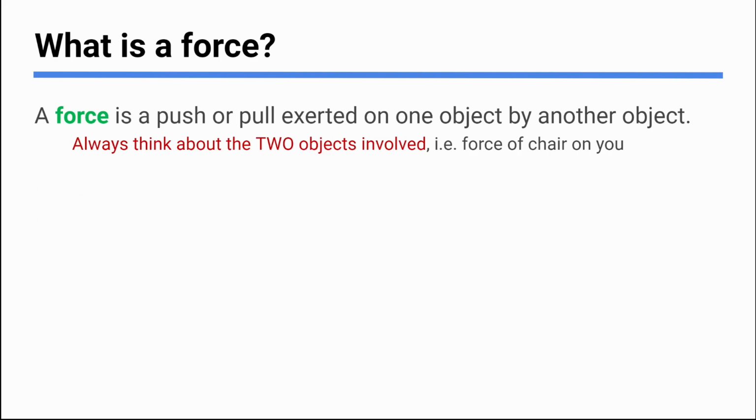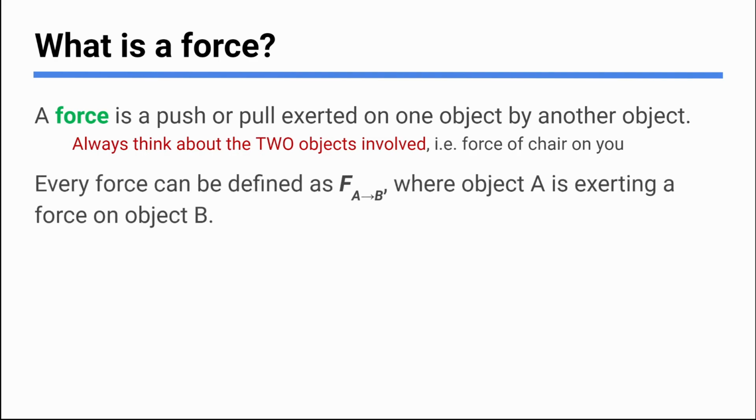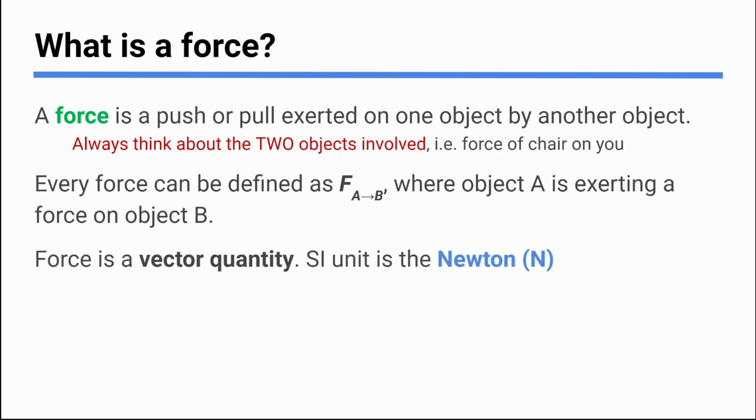It's one thing pushing or pulling on another thing. So we can always define them like this. We'll use A and B for generic objects, but you could do like force of A on B. So I could do like the force of the chair pushing up on me right now, keeping me from falling through the chair, and so on. All right, so that's something we're really going to practice is defining forces that way.